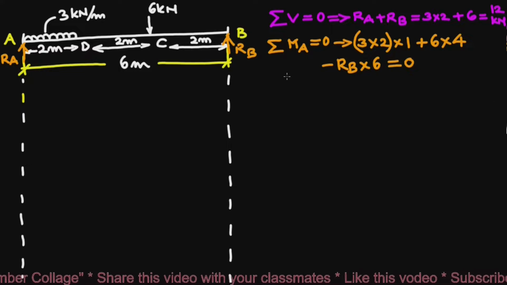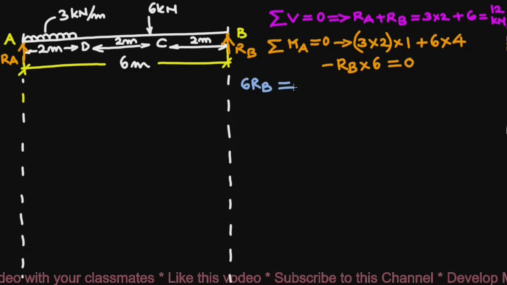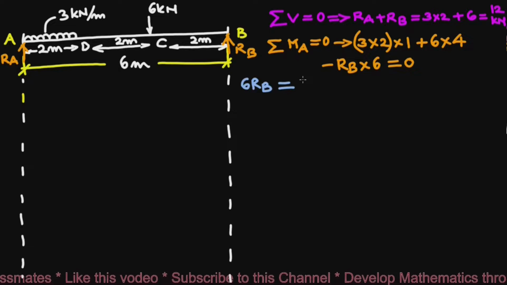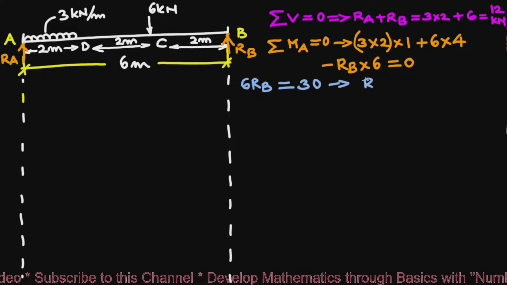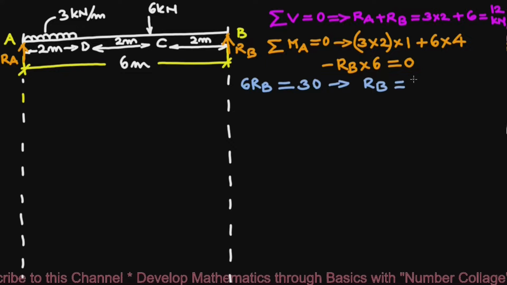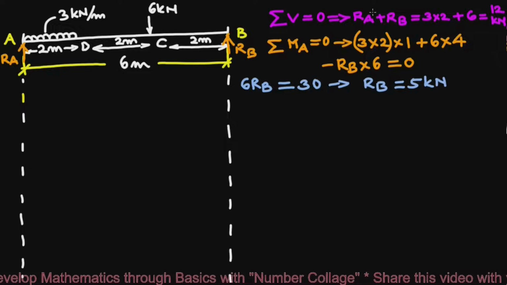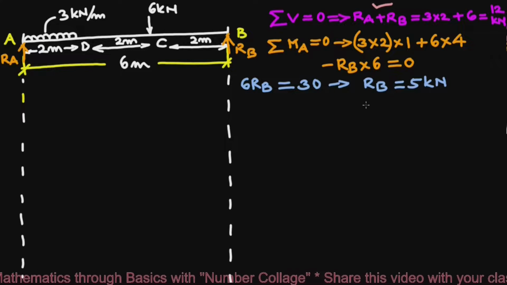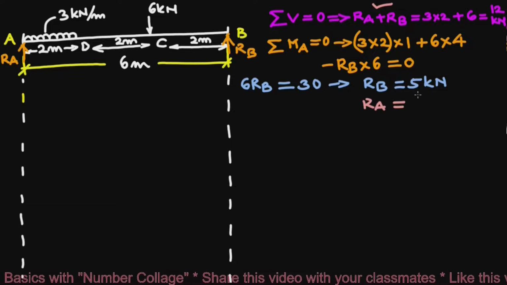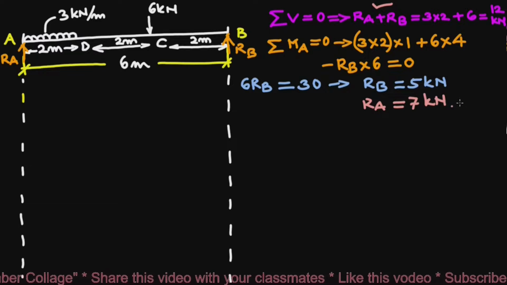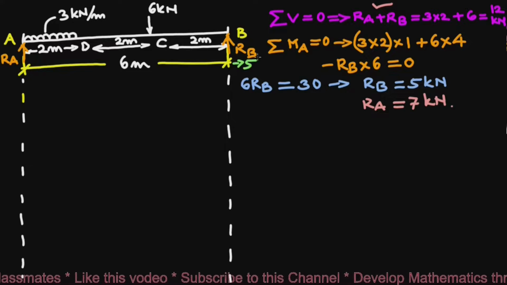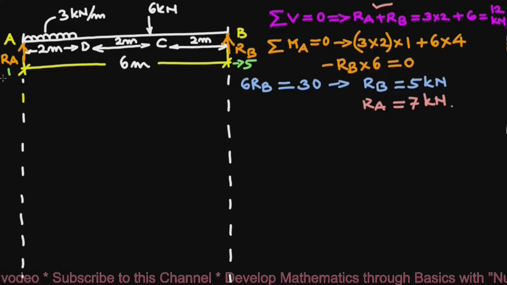Now that gives us 6 RB equals 6 plus 24, that is 30, which will be reaction RB equals 6 5s are, that is 5 kilonewton. Using this relationship we get RA equals 12 minus 5, that will be 7 kilonewton. So RB is 5 kilonewton, RA is 7 kilonewton.